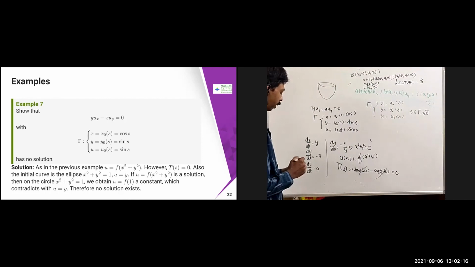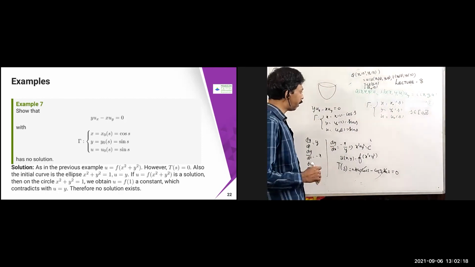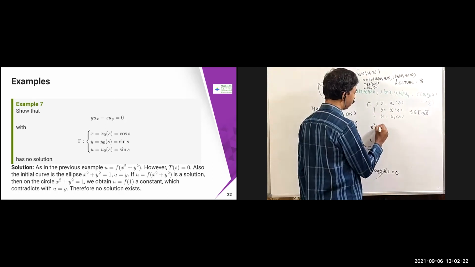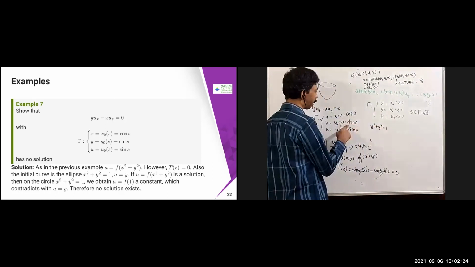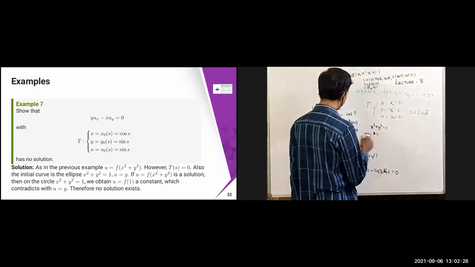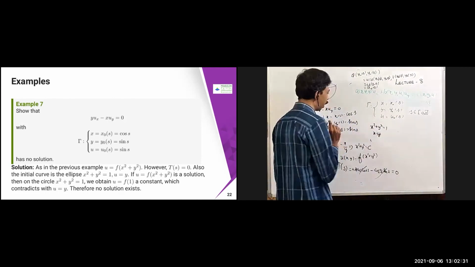Okay, so let us see that. For the initial curve, you can see that x square plus y square equals 1, because cos square s plus sin square s equals 1. And u equals 1 on the initial curve.